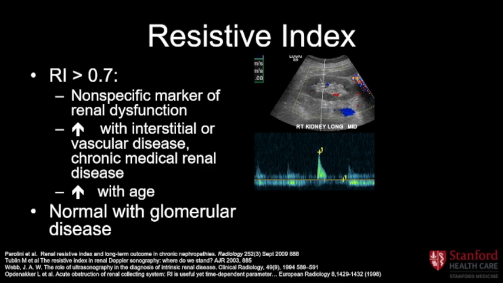Another caveat about the resistive index is that it may actually be normal even in the presence of glomerular disease. We think that is the case because glomeruli only comprise 7% of the renal parenchyma, which is not a lot. And so that may not be enough to affect the resistive index.